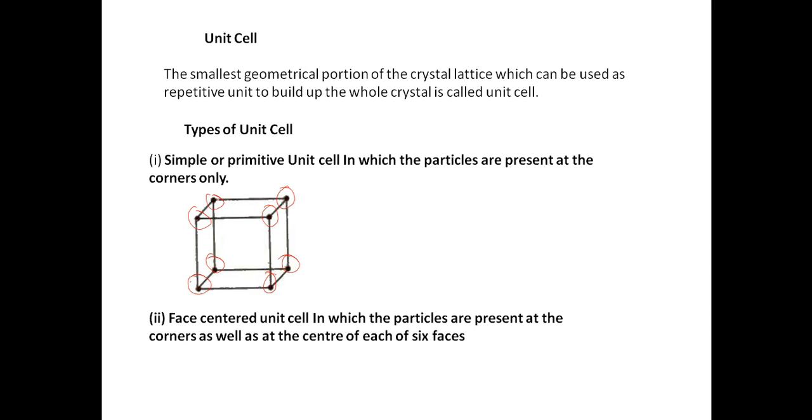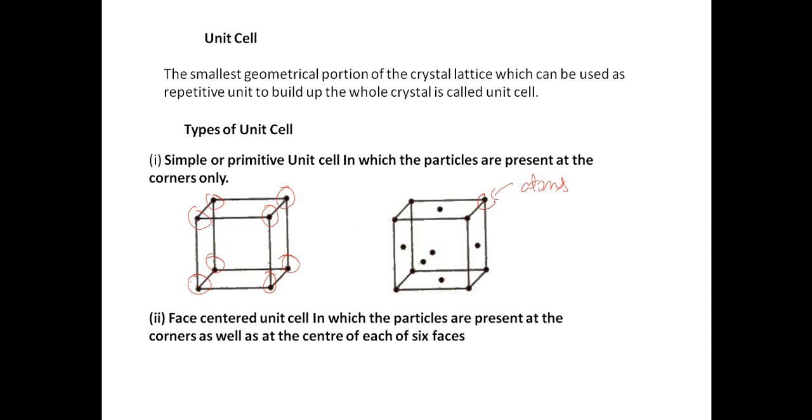Now we will discuss the second type of unit cell. This is known as face-centered unit cell, in which the particles are present at the corners as well as at the center of 6 faces. So here are the atoms which are present at the corners, as well as at the 6 faces. These are the 4 faces, and the front and the back side. This is the 6 faces.